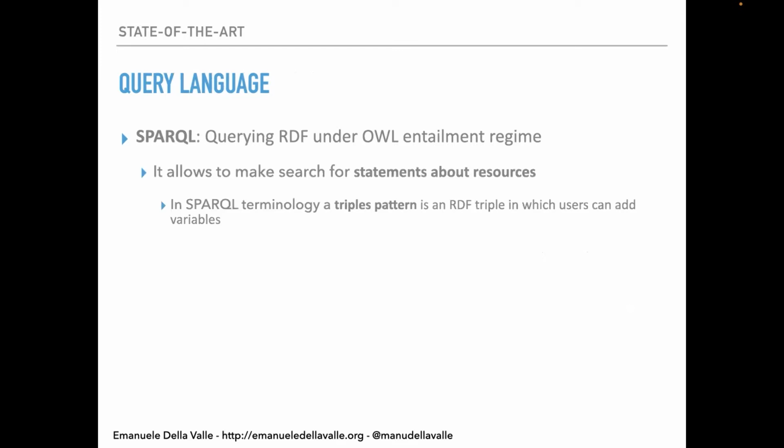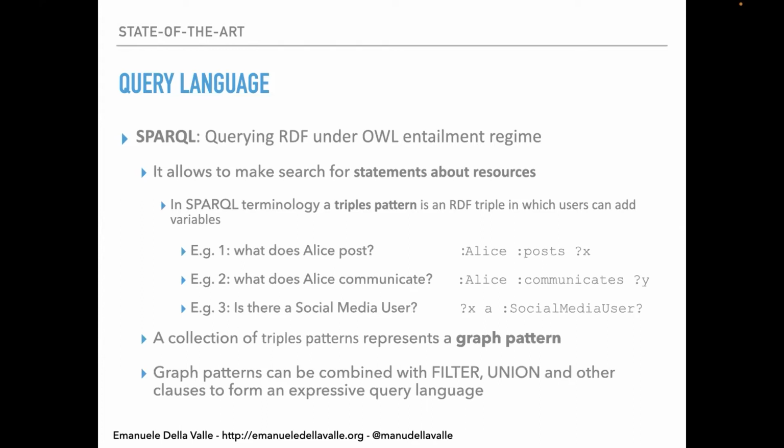And SPARQL runs both in, let's say, database-like mode, where you ask to match triples, but also runs under reasoning conditions, which are called entailment regimes. To give you an example, if I ask what does Alice post, I will write something like Alice posts and then question mark X, where I'm meaning that I know the subject Alice, I know the predicate posts, and I'm looking for the object X. And this can be answered directly on the data.